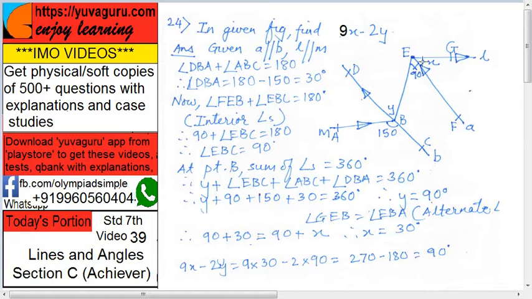Parallel, and these are interior angles, right? So what is this then? It's given as 90. See here, the figure is not up to the mark. It's not drawn to scale. So this is 90. So 90 plus EBC equals 180.